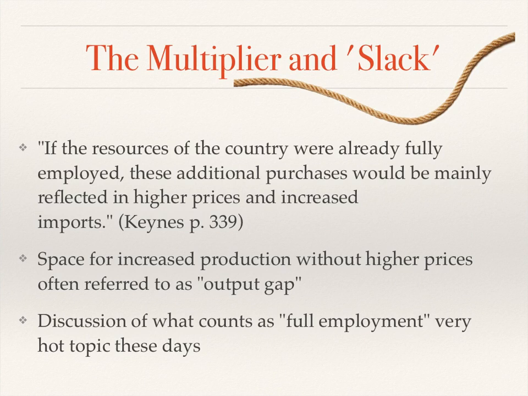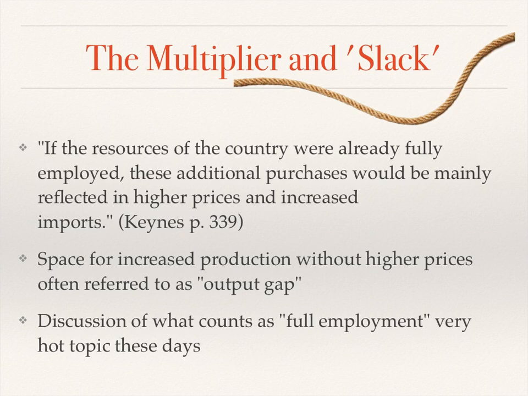Now, Keynes emphasized that the multiplier effect only works when the economy is in a position to increase its output. He says, if the resources of the country were already fully employed, additional purchases arising from the government's spending would be mainly reflected in higher prices and increased imports. Slack, by the way, is just the term for something that's loose, like a slack rope, like the one drawn here, is one that isn't pulled tight. So it's just a reference to the capacity to expand. It's often called the output gap these days.